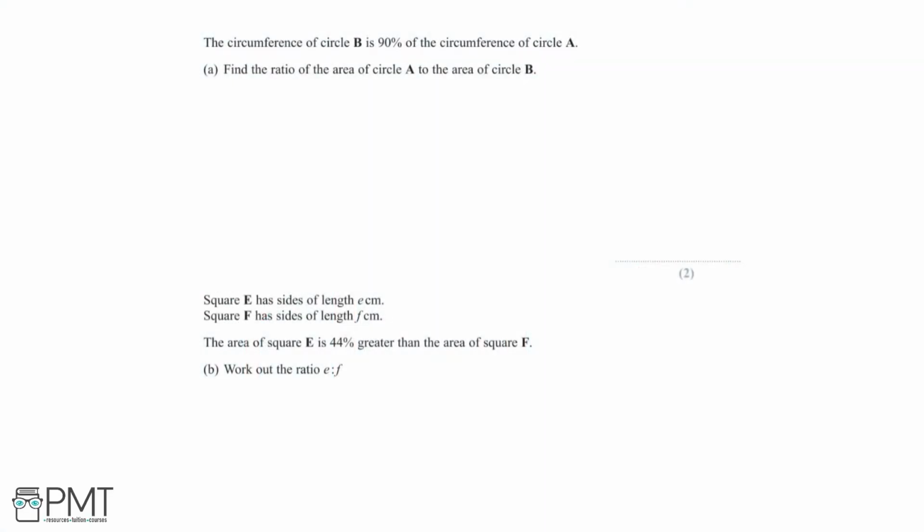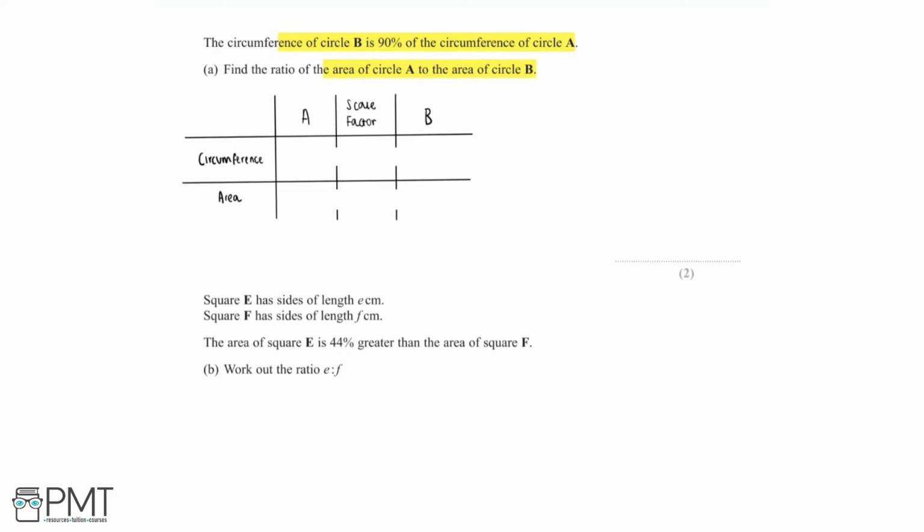In this question, we're told that the circumference of circle B is 90% of the circumference of circle A. And in part A, we need to find the ratio of the area of circle A to the area of circle B. Now we can draw a table to help us do this. Now there are different ways to approach this question. We could do this with algebra, or we could do this with numbers. We're going to try doing this with numbers, because numbers can be easier to understand.